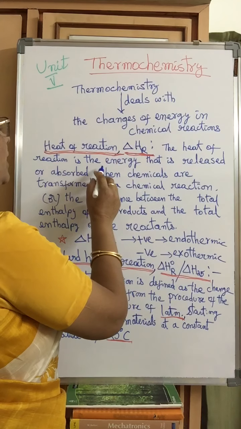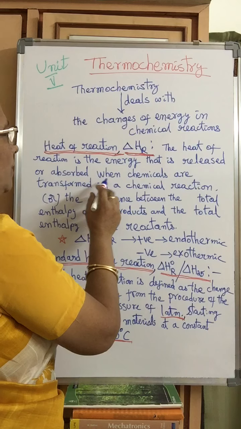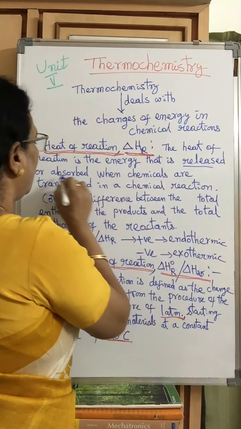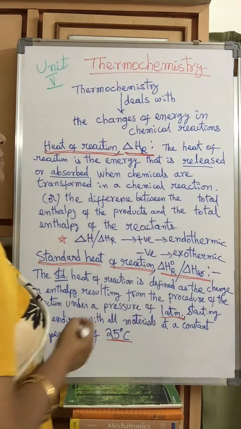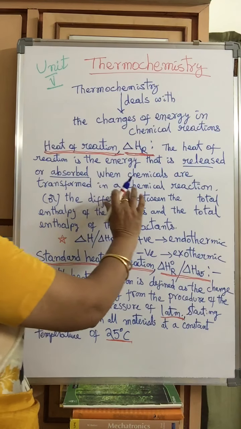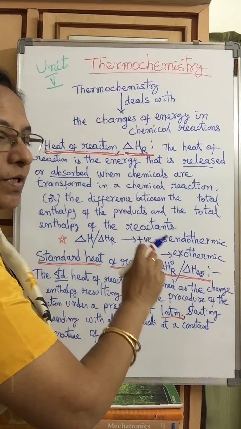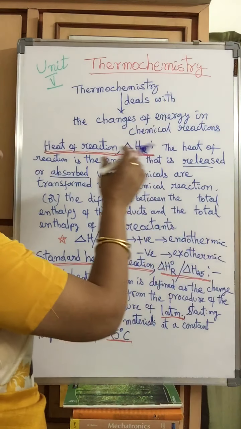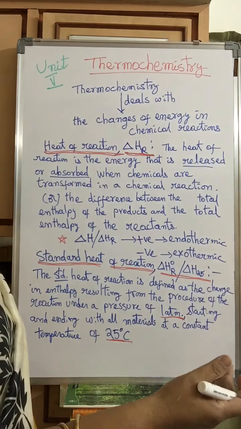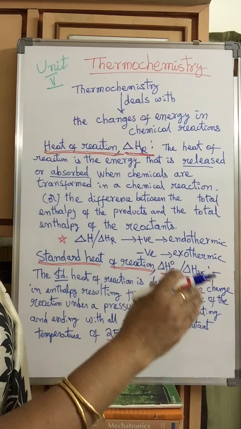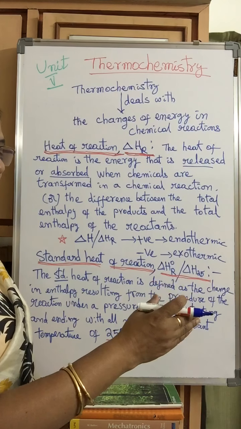The heat of reaction is the energy that is released or absorbed when chemicals are transformed in a chemical reaction. So whenever a chemical reaction is taking place, some quantity of heat energy either will be absorbed or will be evolved. That change is, in other words, the change between the total enthalpy of the products and the total enthalpy of the reactants. Okay, the change in enthalpy is nothing but heat content.